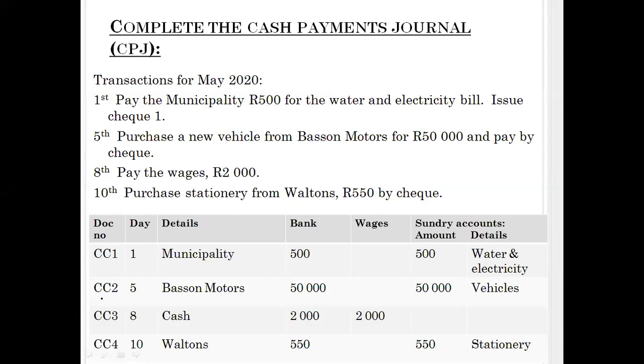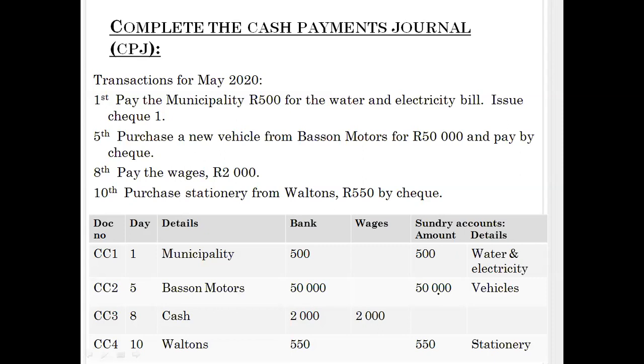So if we look at the entry, it will now be CC2, check counterfoil number 2, because you just continue with the next number. It's on the 5th, with details, the name of the business, Bason Motors. The amount is 50,000 Rand. 50,000 Rand will go to bank because you pay it out of the bank account, and it's for vehicles. There's not a column at the top for that. Then you take it to sundry accounts, the amount 50,000, and you say what it is for: vehicles. The next transaction is on the 8th.